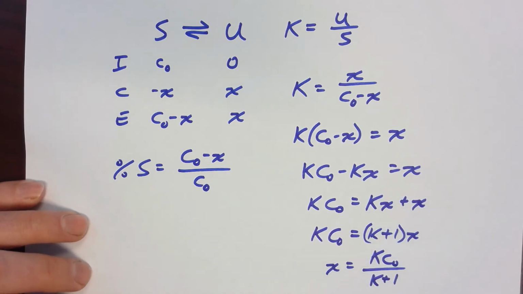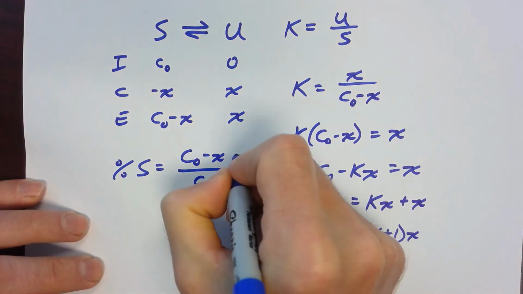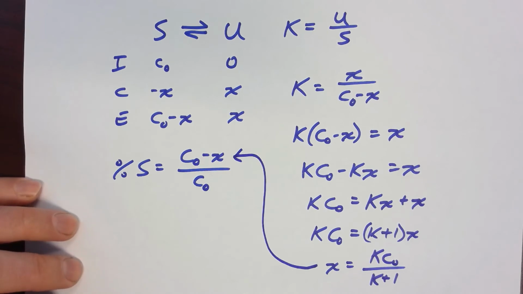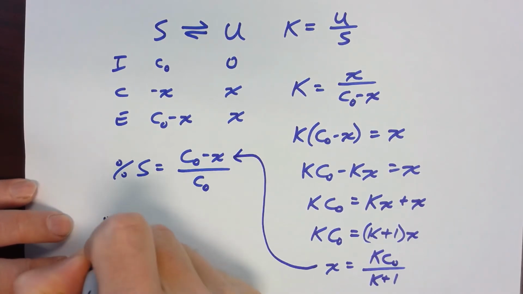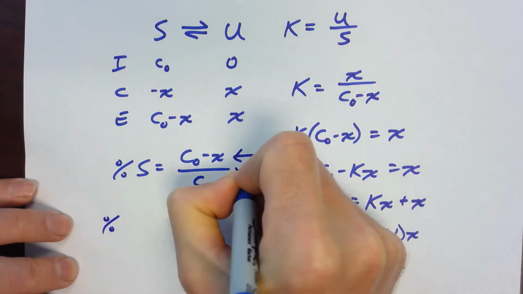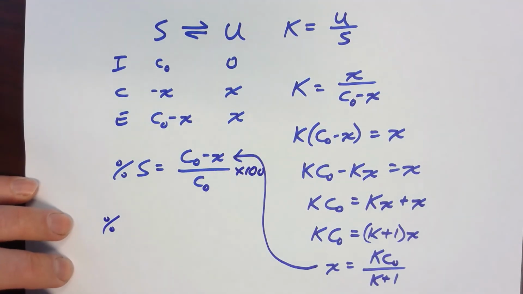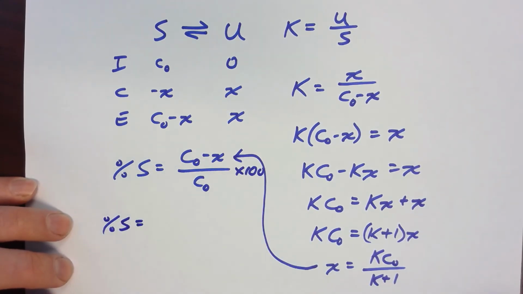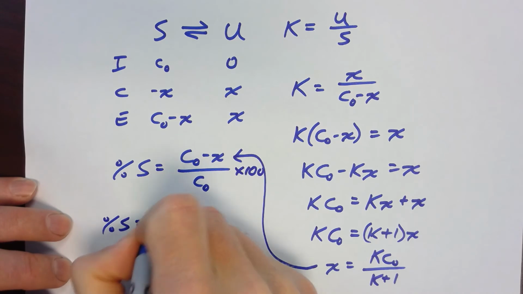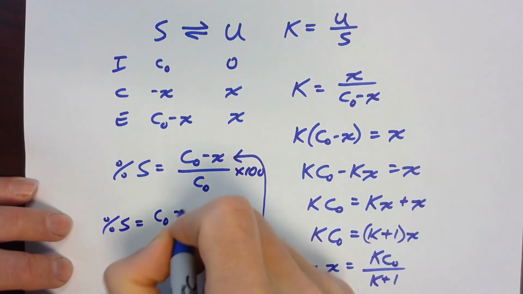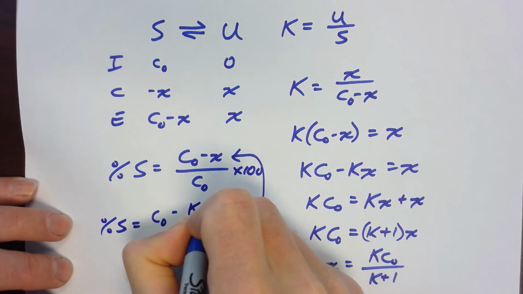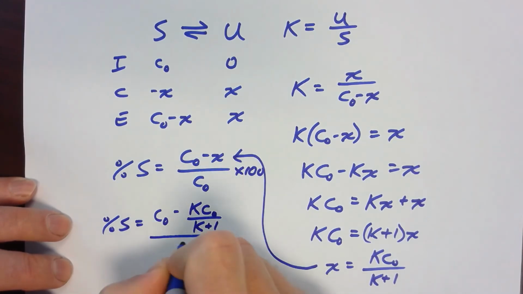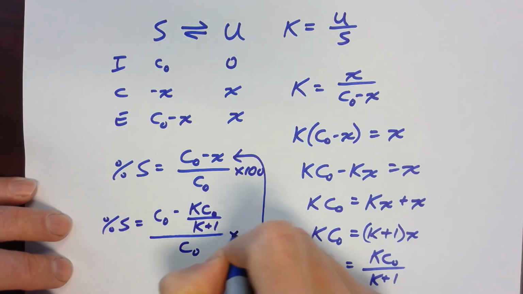All right, so this we can plug in up here to our equation for the percent of the stable isomer. So the percent stable, and there's also a times 100 here because we're going for percent, not fractional abundance. So the percent stable is going to be C0 minus k C0 over k plus 1, all over C0, and then I'm going to multiply by 100.